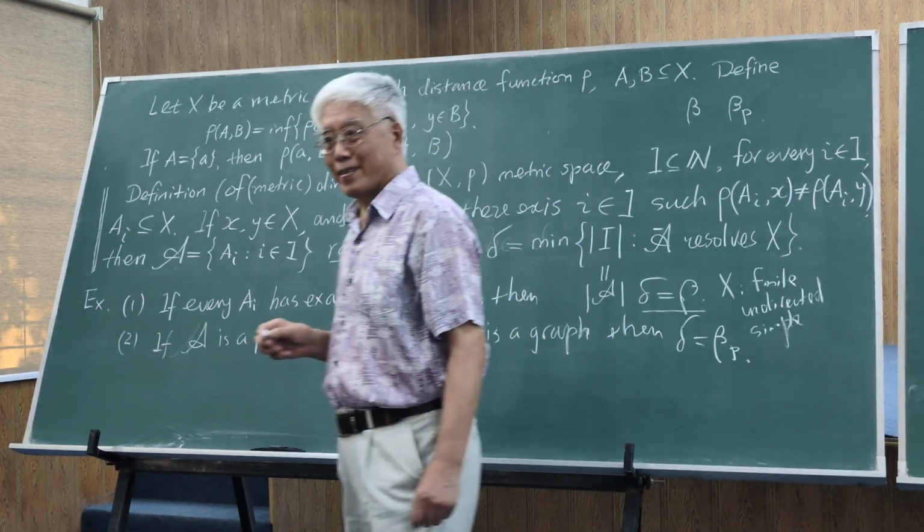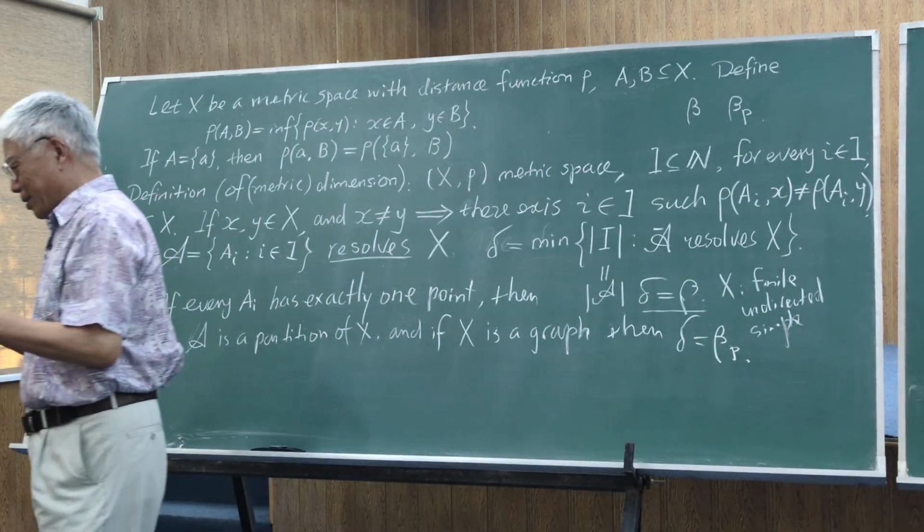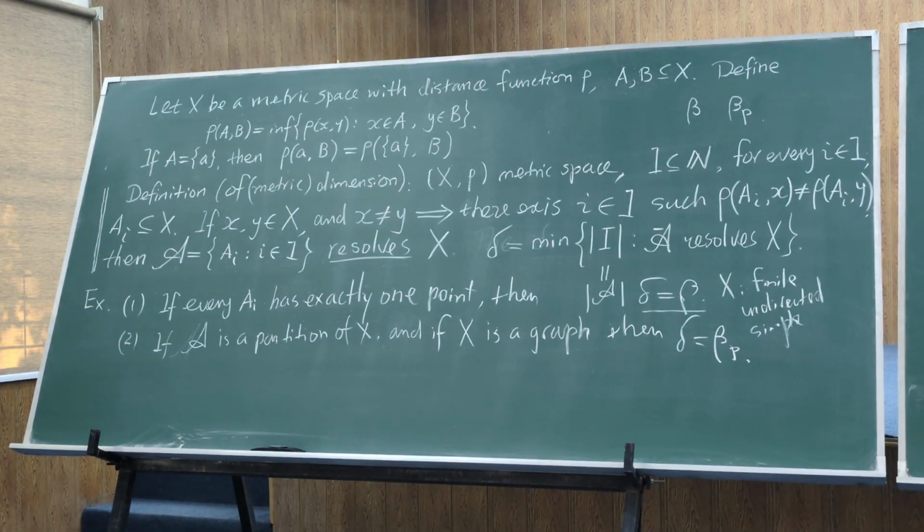This is clear, right? Because that's how we take a partition of the vertex set of the graph. Partition means each member is a non-empty subset, no two members intersect, and the union is the whole vertex set. Then in this definition, the minimum cardinality of the partition is called the partition dimension. So these are the general cases.